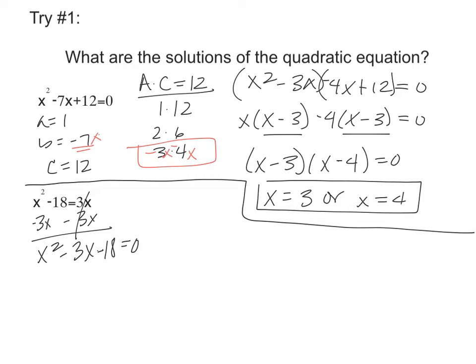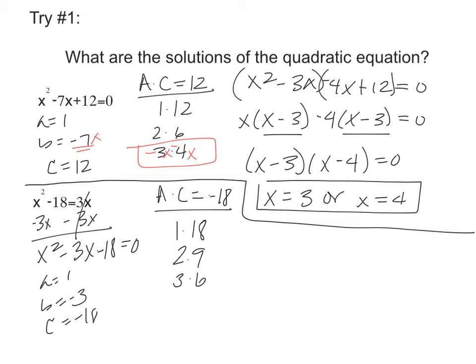So again, A, B, and C. A is 1, B is negative 3, and C is negative 18. So A times C would give us negative 18. So that's 1 and 18, 2 and 9, 3 and 6. The factors that would give us negative 3 are positive 3x and negative 6x. So if I rewrite that, I would get x squared plus 3x minus 6x minus 18 equal to 0.